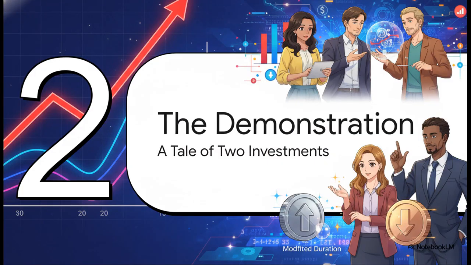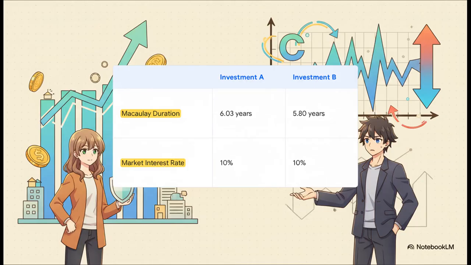All right, enough with the theory. Let's make this real. We're going to look at two different investments side by side to see how modified duration actually works out in the wild. So check this out. We've got investment A and investment B. As you can see, they're in the exact same market with a 10% interest rate. The only real difference here is that investment A has a slightly longer Macaulay duration. That just means its payouts are, on average, a little further down the road.